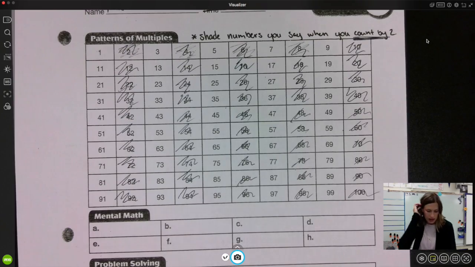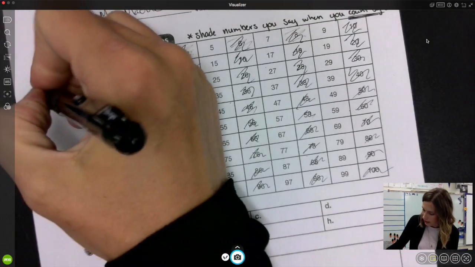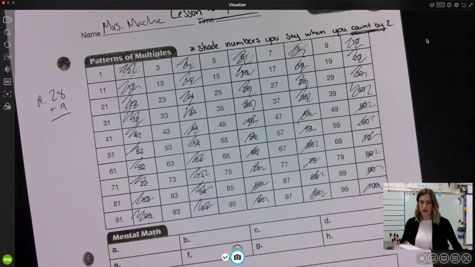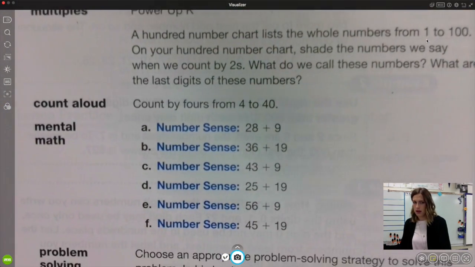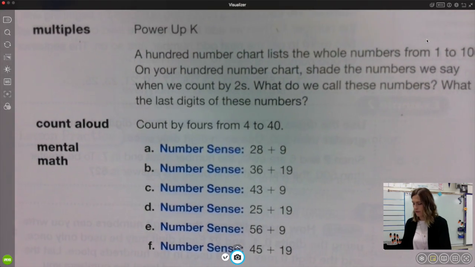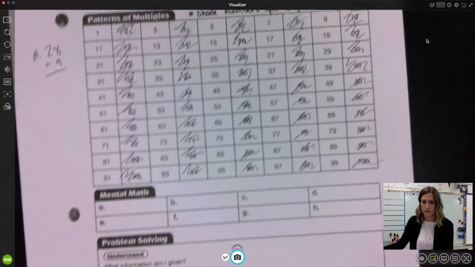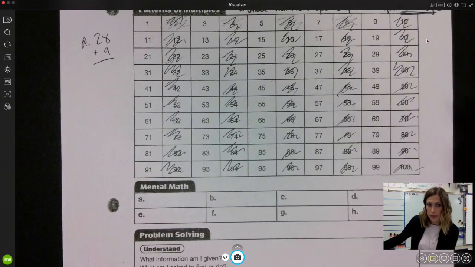Mental math. Number sense. Today A says 28 plus 9. We've done this a lot. You should know where it is in our book by now, but if you don't, it's right here, A through F. It's in the middle of page 55, right? Page 55, that's why I put 55 right here. All right. 28 plus 9.